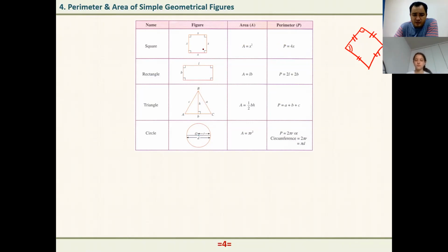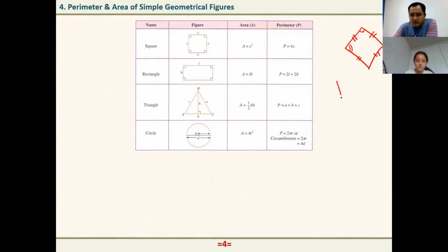How do you find the area of the square? In the primary classes that you learned, it's simply base times height, that's x times x. So that's equal to x squared, right? And how about the perimeter? So the length of the boundary, that is x plus x plus x plus x. So that's equal to 4x, right?